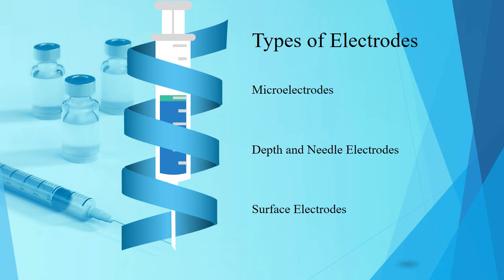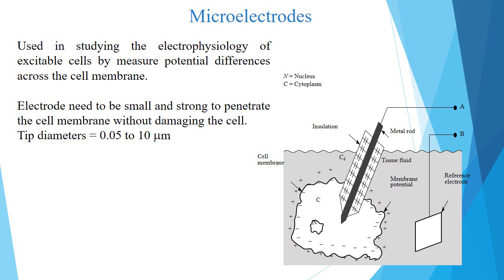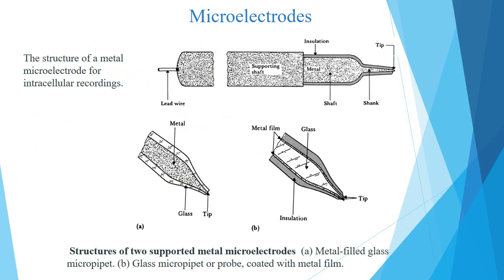We will move on to the next topic, that is the types of electrodes. There are three types of electrodes: the first is microelectrodes, the second is depth and needle electrodes, and the third is surface electrodes. The microelectrodes are used to measure the bioelectric potential near or within a single cell. These are also called intracellular electrodes. Microelectrodes are divided into two categories, namely metallic and non-metallic. The non-metallic microelectrode is called a micropipette.